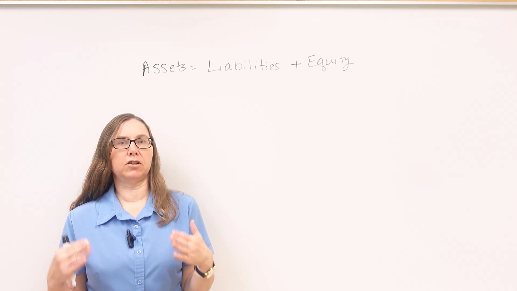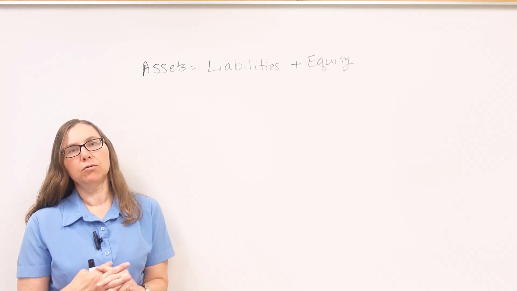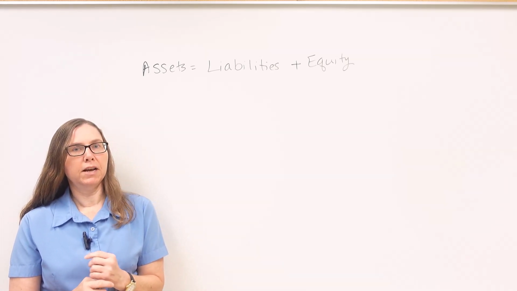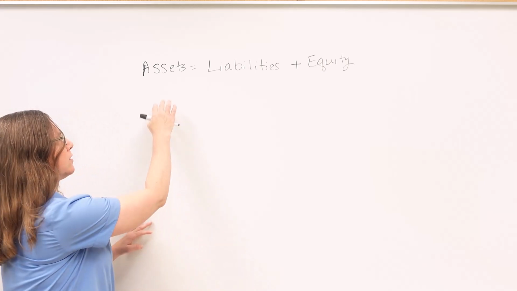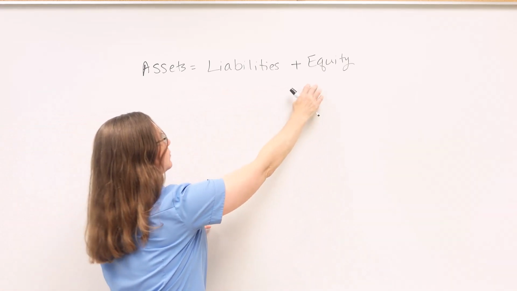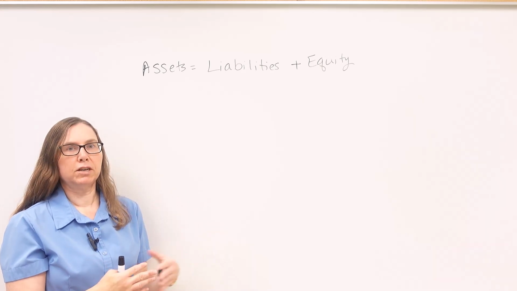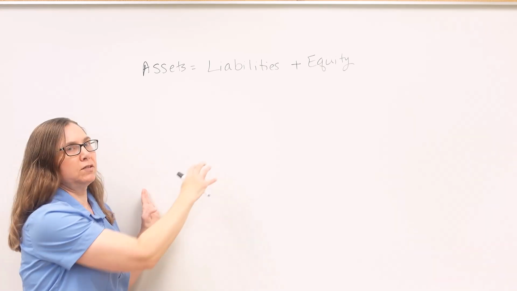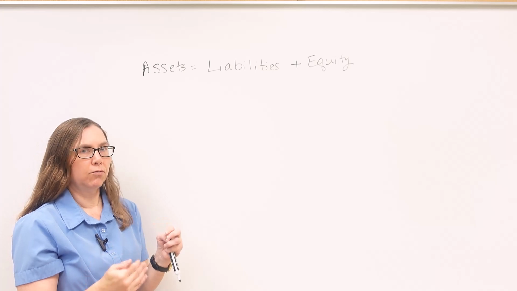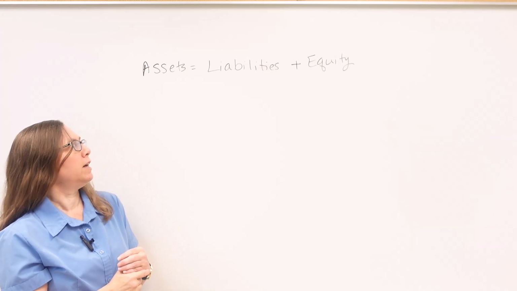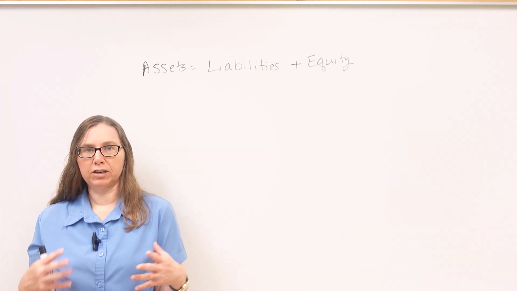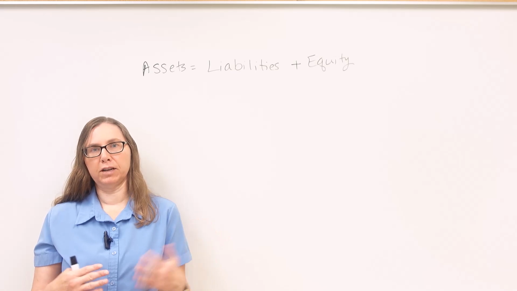In this video, I'm going to talk about the accounting equation, which is a basic tool of accounting. And the equation is assets equals liabilities plus equity. What I'm going to do is talk about this equation, and I'm going to break it down into pieces so that you can see what every part means. And I'm also going to talk about different transactions and how they affect the equation.